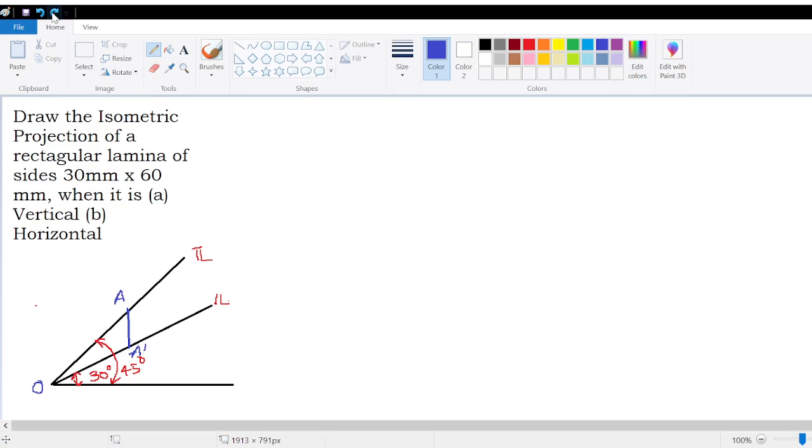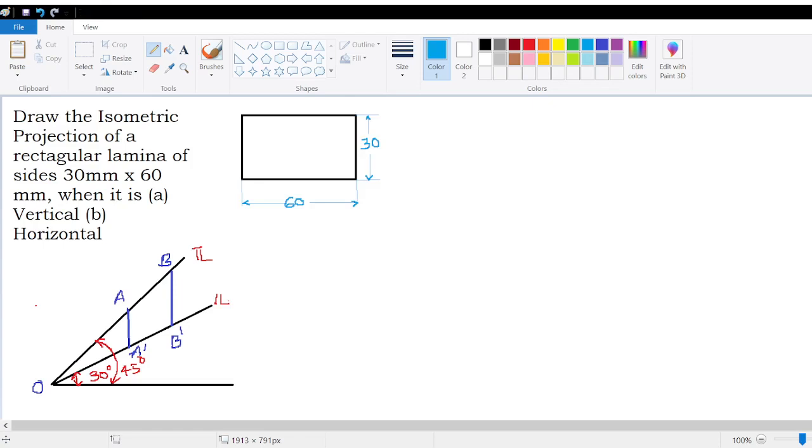That is, OA was 30 mm, then OA dash will be less than 30, which will be 81.6% shortened. So if you multiply the actual value by 0.816, you will get the isometric length. Similarly, you mark a point B such that OB is 60 mm, and from that point you drop a vertical to the isometric length line, and OB dash will give the iso length corresponding to OB. So this is how you are going to find out the isometric length.